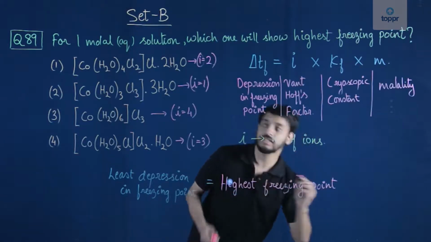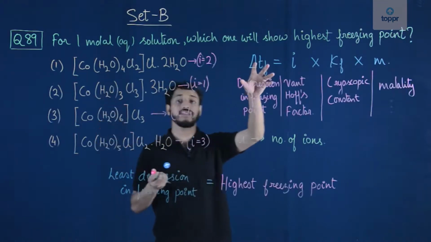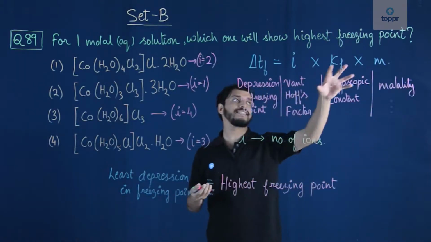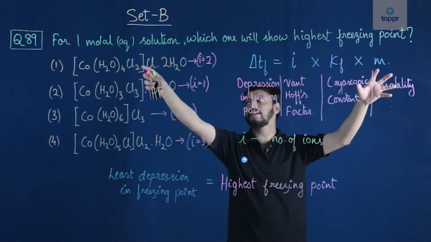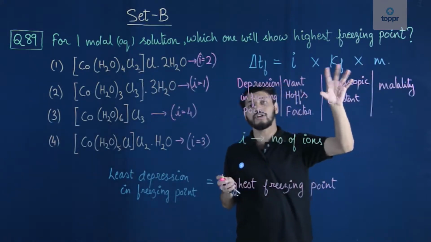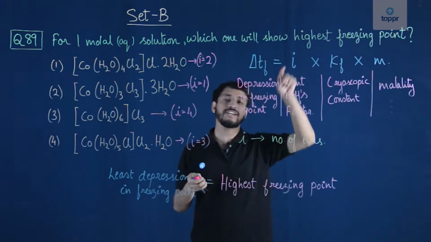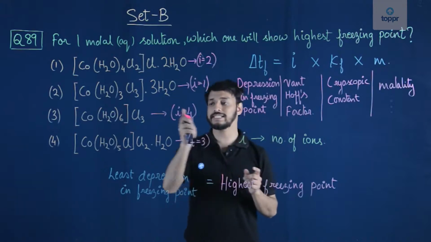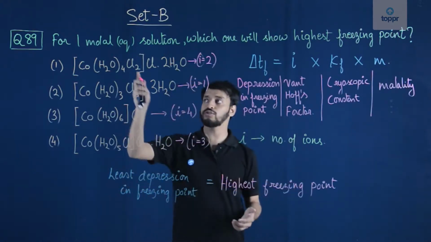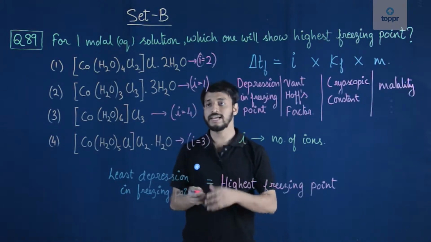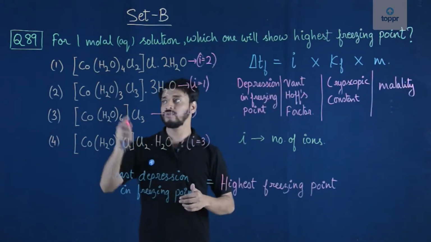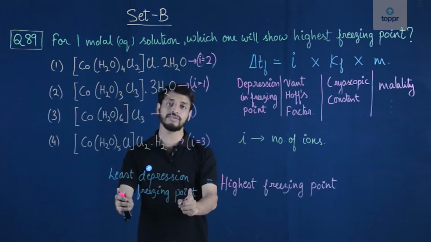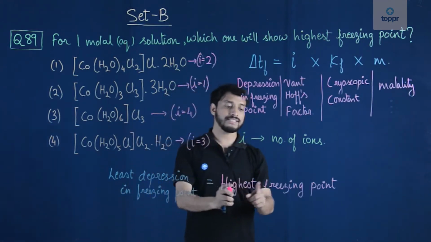So you understand how to solve this. We just need to know the basic formula of how to calculate depression in freezing point. This is the basic formula. Then according to that, these two are constant: molality is given, and the cryoscopic constant is a constant. So basically i, the Van 't Hoff's factor, will determine the depression in freezing point. How is i calculated? It is calculated by the number of ions produced based on the dissociation of these compounds. Correct? And if we calculate i, we will find this compound 2 has i equals 1. So basically this has the least depression in freezing point, which of course means that this has the highest freezing point.